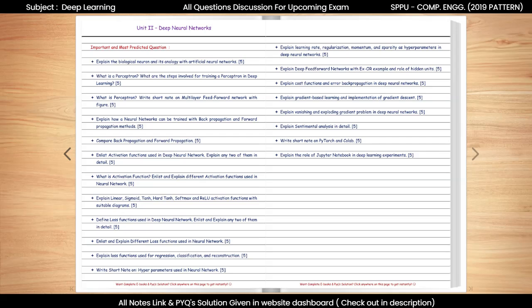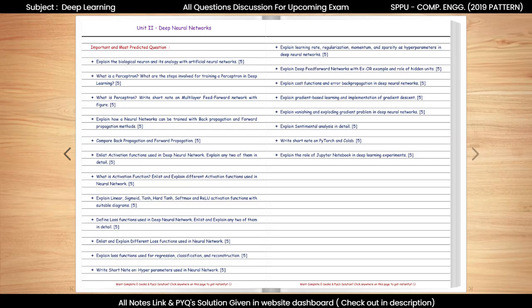From this topic, we can expect questions such as, define loss functions used in deep neural network, enlist and explain any two of them in detail. Loss functions measure how far the predicted output is from the actual output. Mean squared error is commonly used for regression problems where it measures average squared difference. Cross-entropy loss is used for classification and measures how well predicted probabilities match actual classes. Lower loss means better model performance.